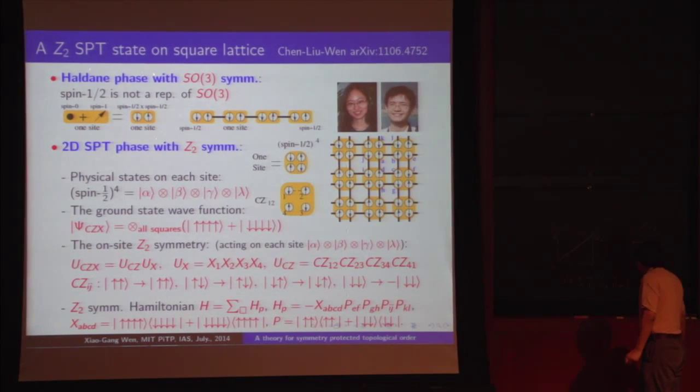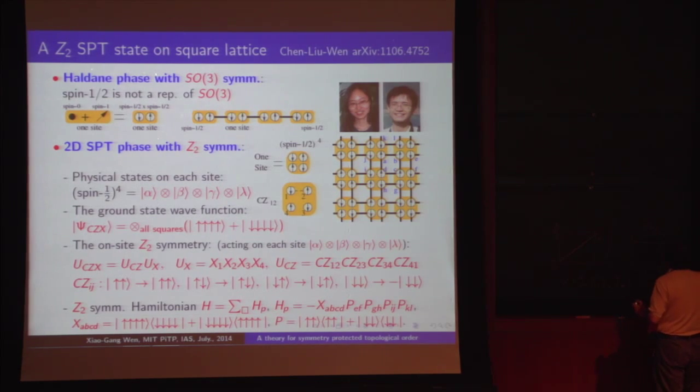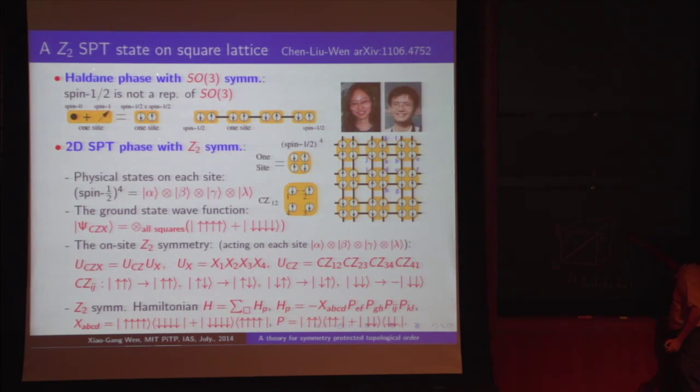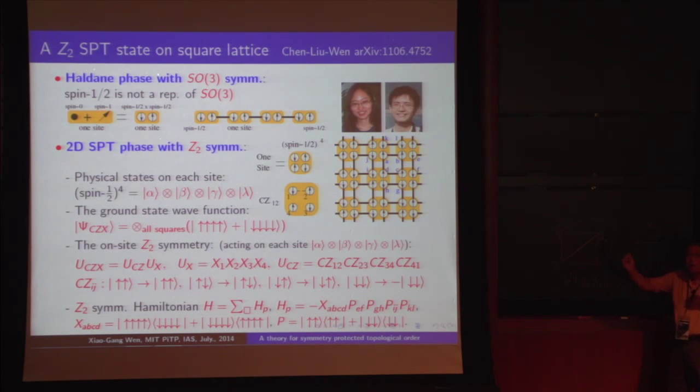And remember, in 1+1 dimension, what we have is that we split the degree of freedom on one site, and then we split that into two parts. Although the two degrees of freedom together form a representation of a group, each one does not. So that's the way we play a trick like that.